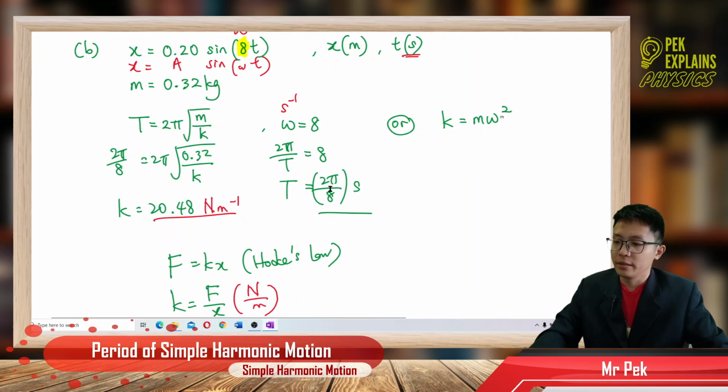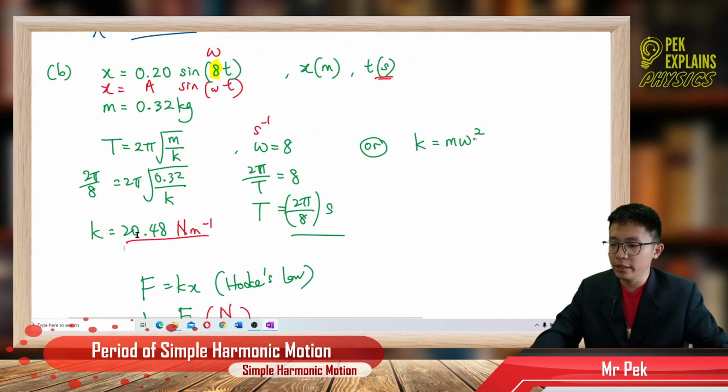Anyway, we have other ways to find K. Maybe we can use this formula: K equals m omega squared. In fact, K equals m omega squared is the same formula as period equals 2 pi square root m over K. If you derive one formula from the other, you will get the period formula. These two formulas are the same, so we can use this formula to find K also.